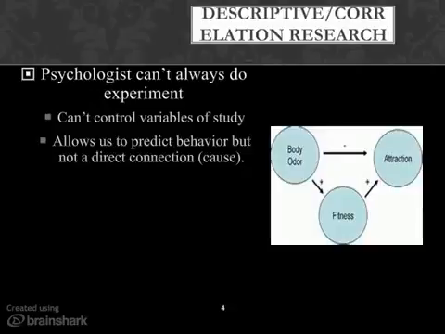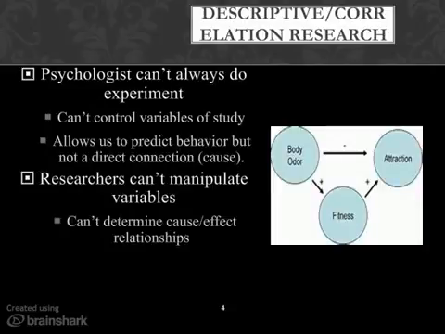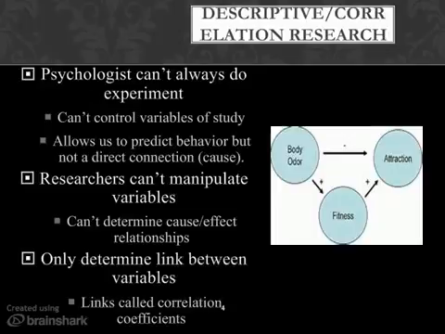Correlational studies do not do that. They can only help in the prediction of behavior and show that there is a correlation or a connection between the two things being studied, but it doesn't mean that there is a direct cause-effect relationship. So the researchers cannot manipulate variables, and because of that, they cannot determine that cause-effect relationship. They can only determine the link of the variables, which is being able to show that there is a correlation.